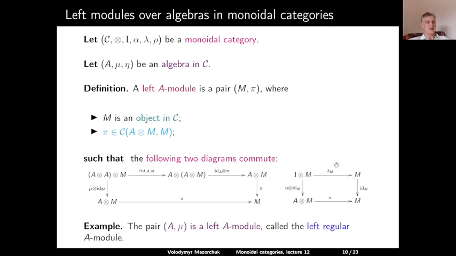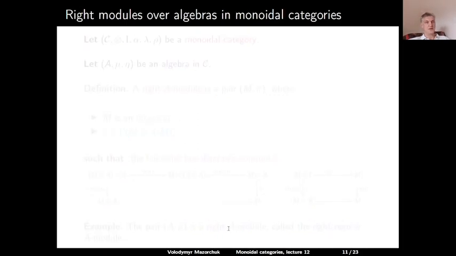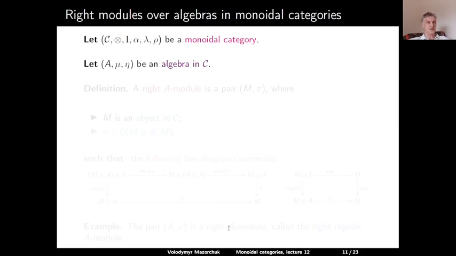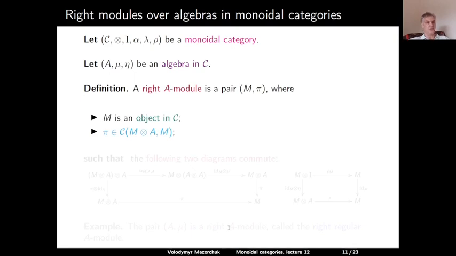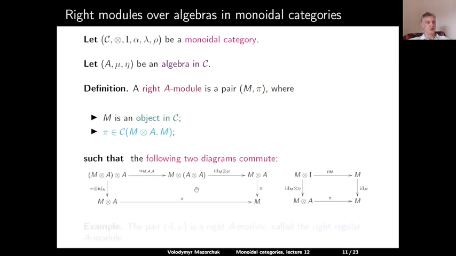For example, the pair consisting of our algebra object A and our multiplication mu, which is a map from A tensor A to A, is a left A module. So this is called the left regular A module. Similarly, we can define the notion of a right module. If C is a monoidal category and A is an algebra object in C, then a right A module is a pair consisting of an object M in C and a morphism pi in C from M tensor A to M, such that the following two diagrams commute. And we have the usual associativity diagram and the usual right unitality diagram for pi.